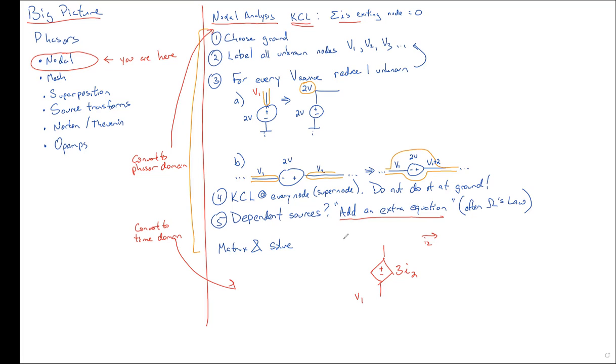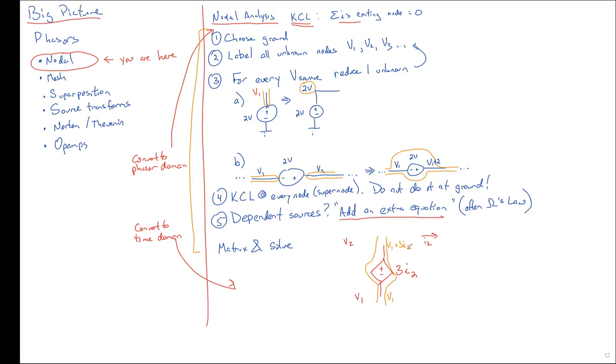If this was V1 and if this was V2, you're going to have to change this into a supernode. The supernode is going to be V1, and then this will be V1 plus 3 I2. And your supernode will look like this. What's the problem is that now, before, without the dependent source, you went from having 2 variables, V1 and V2, down to just having 1. But with a dependent source, you went from having 3 variables, V1, V2, and I2, down to having 2, V1 and I2. So you've got this extra variable.